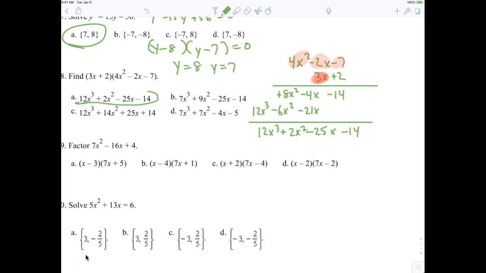Now, does everybody see on a multiple choice test how that would be so easy? Look right here. So I can show you. 3x times 4x squared is what? 12x cubed. So it can't be B or D. And then positive 2 times negative 7 has to be what? Negative 14. All right.